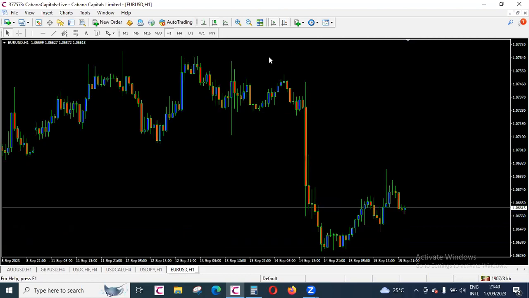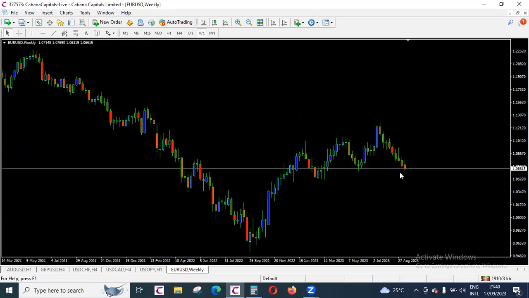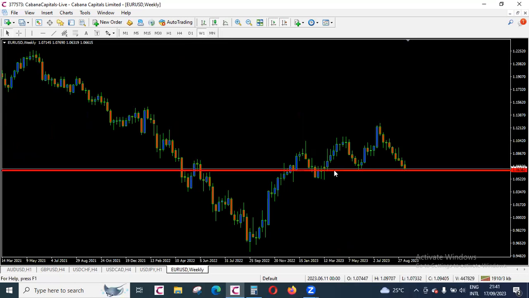Euro USD is positively correlated with GBP USD. So let's start with the weekly. Last week's candle closed bearish. You can see we had stop losses at this level. I think they've cleared the stop losses at this level. This was the target and they've achieved that. So it's likely we'll see price pull back from this support.